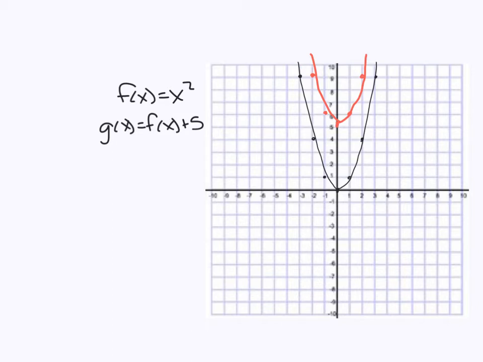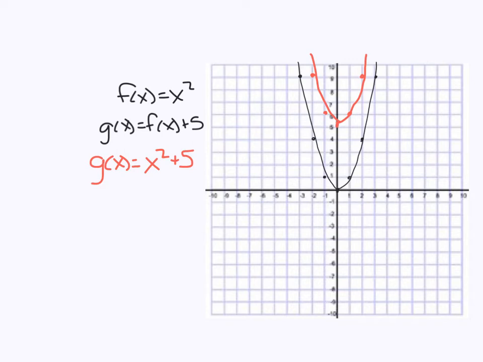Let's talk about the equation. This is written in function notation, but there is another way that I can write this. Since g of x is equal to f of x plus 5, g of x would also be equal to, I can replace f of x with x squared because these two are equivalent to each other. So I'm going to just replace the f of x with x squared and then bring down that plus 5.